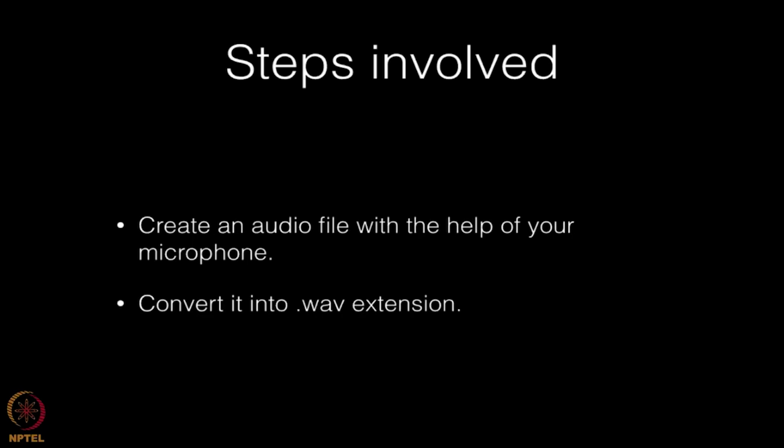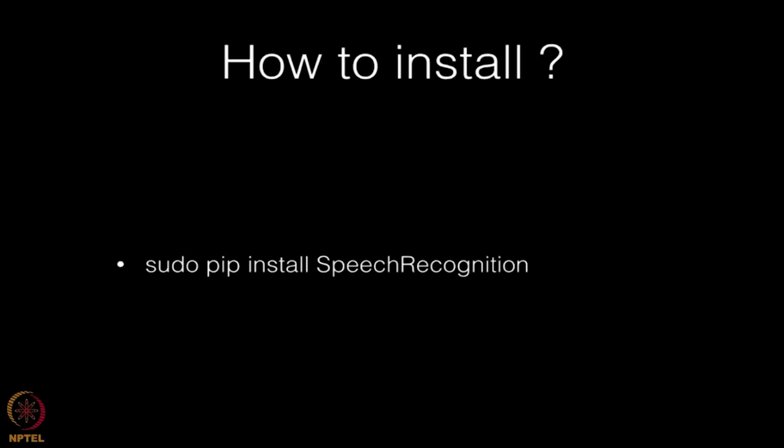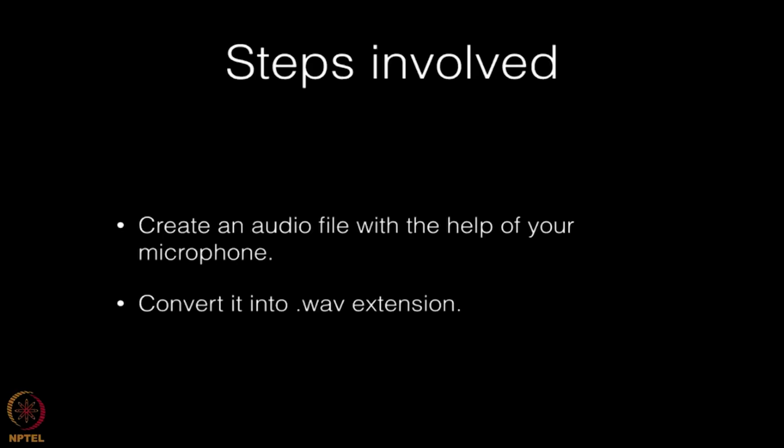So basically what steps are involved here? First of all, you have to install speech recognition. I repeat, you have to install speech recognition with this command, that is pip install speech recognition. After that, you have to create an audio file with the help of your microphone, whatever you need to convert to text. And then you have to convert this audio file to .wav extension. These are the 3 steps that are involved here. First of all, you need to do these 3 steps and then we will program. So let us do these 3 steps and program.